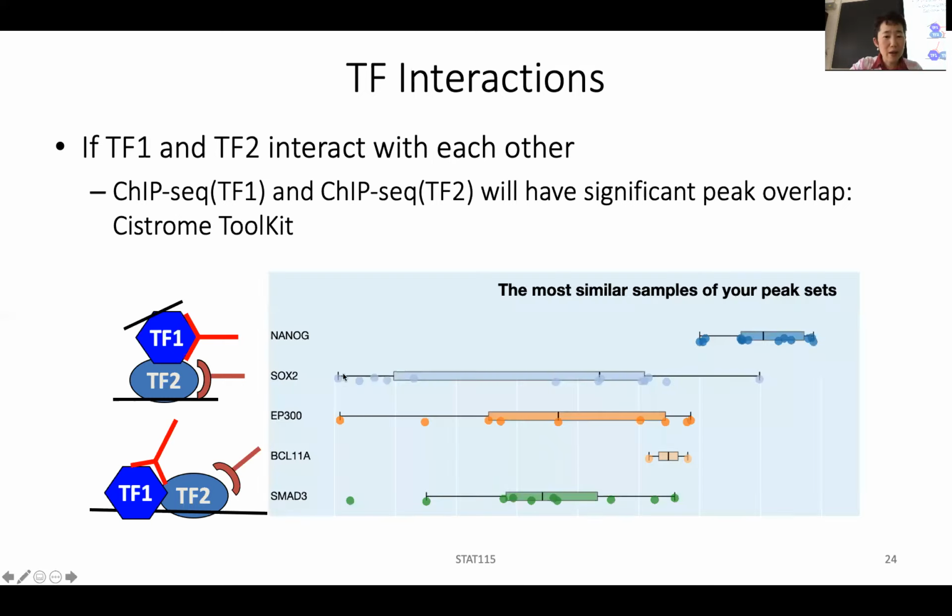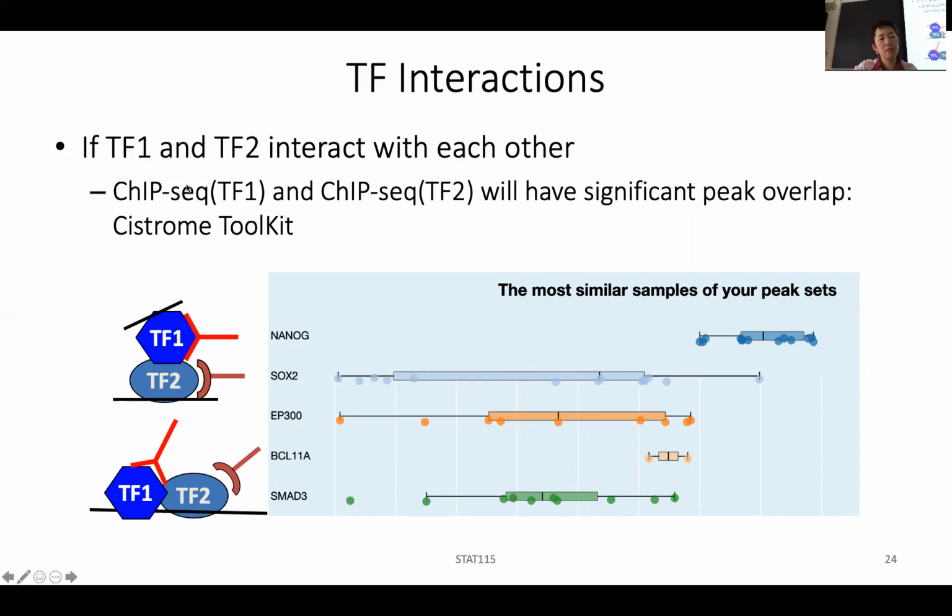Okay, so you can look at this in two ways. The first is on the system, there is something called a toolkit. If you just enter the ChIP-seq data of one transcription factor, it will automatically tell you what other transcription factor ChIP-seq has peaks that overlap. So you can imagine if TF1 and TF2 collaborate or interact a lot, whether you do TF1 ChIP-seq or TF2 ChIP-seq, their peaks will have a lot of overlaps, right?